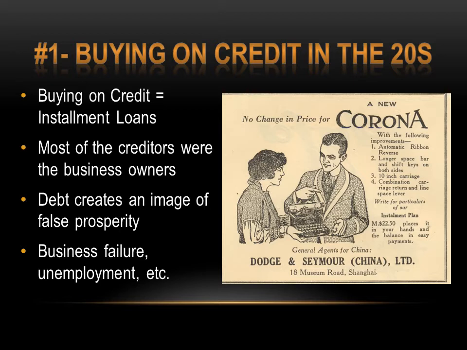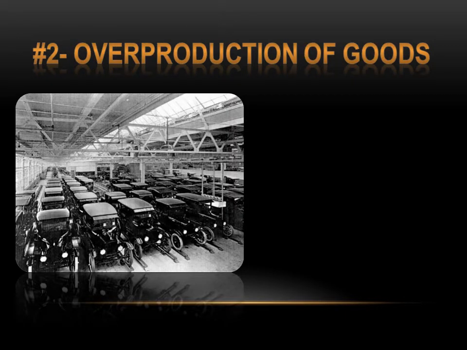And secondly, it creates this false sense of prosperity. People have all this crap, but they can't pay for it. And so that's kind of the consequence. Couldn't resist the irony of this wonderful ad from the 1920s for the new Corona. It's a typewriter. So you can buy it on credit. Installment plan, $22.50. Places it in your hands, and the balance in easy payments.